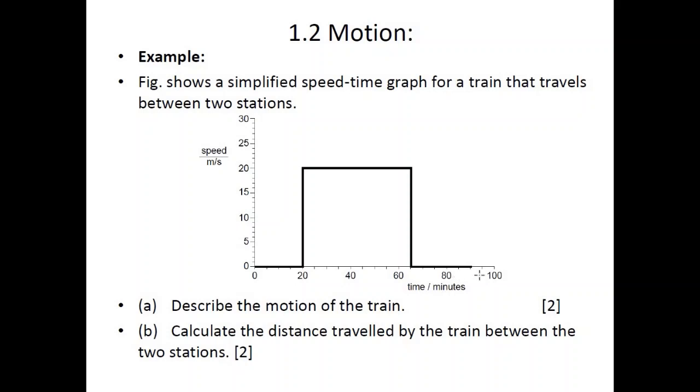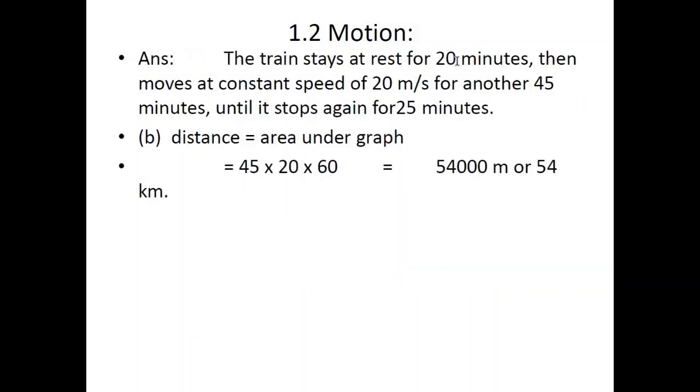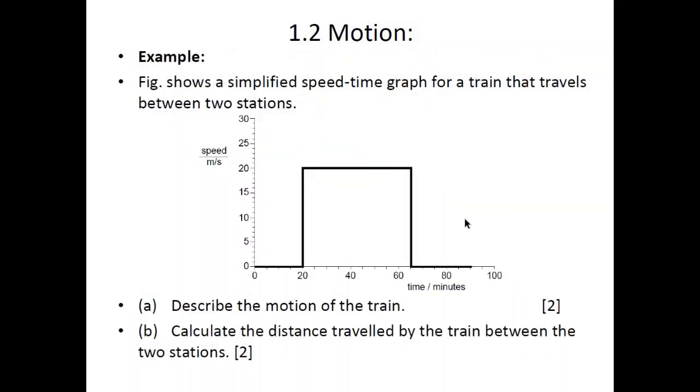This is how you explain a graph. As you can see, the train stays at rest for 20 minutes, then moves at a constant speed of 20 meters per second for another 45 minutes until it stops again for 20 minutes. This is how you can explain it. For 2 marks this much is enough.